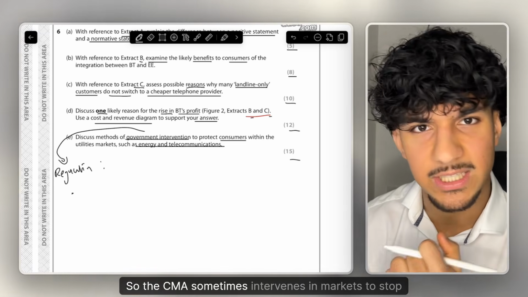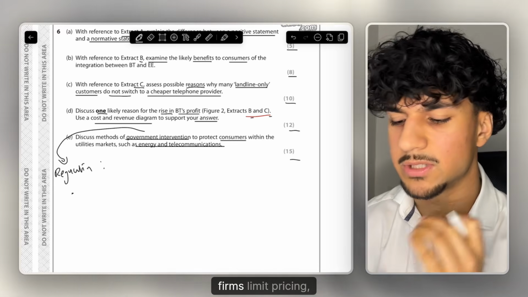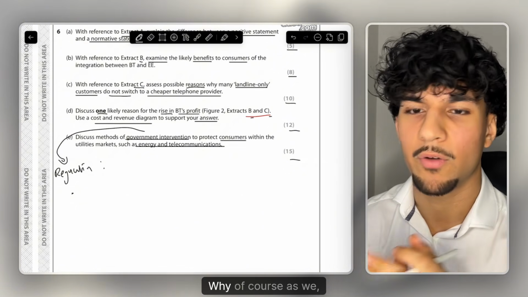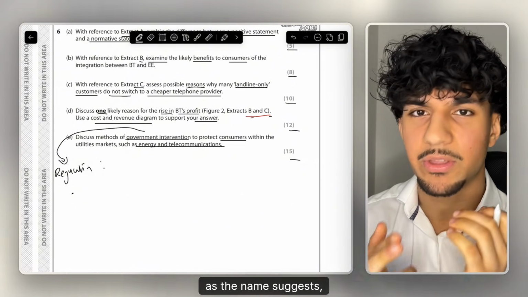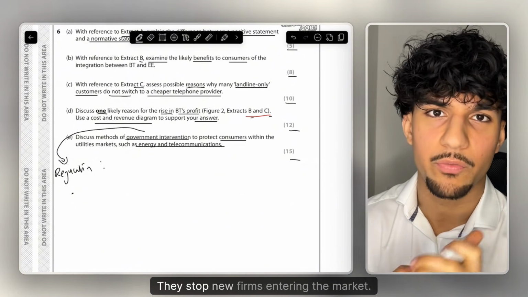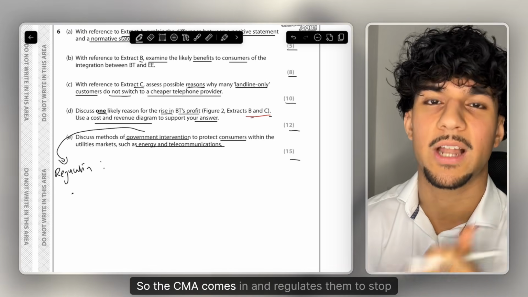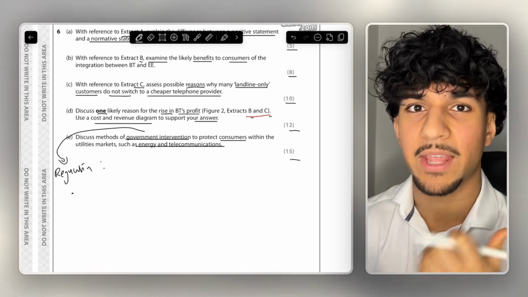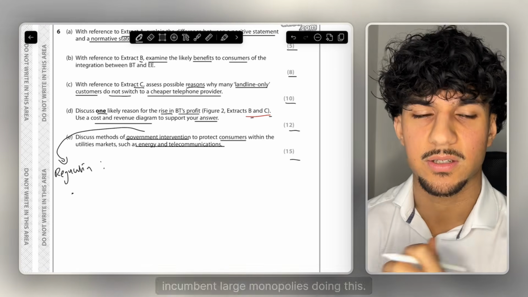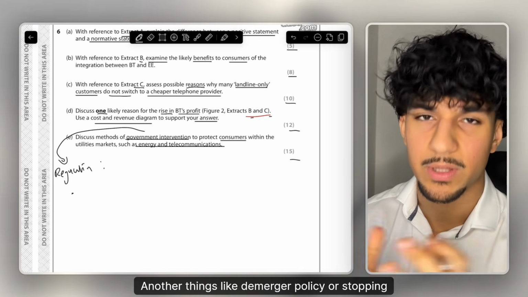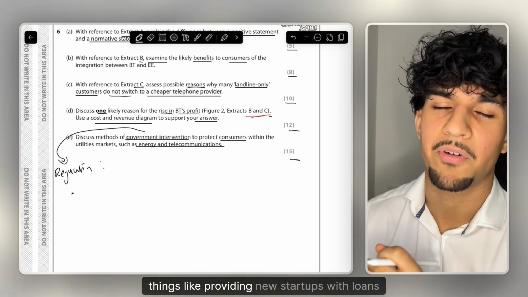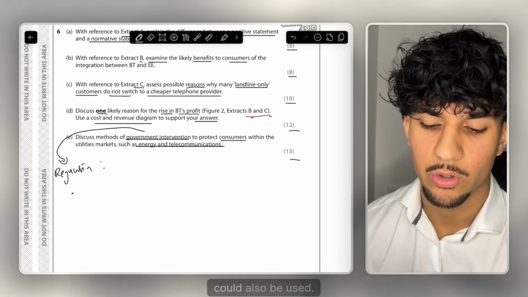So the CMA sometimes intervenes in markets to stop firms' limit pricing and predatory pricing. Why? Of course, as the name suggests, these are anti-competitive practices. They stop new firms entering the market. So the CMA comes in and regulates them to stop incumbent large monopolies doing this. And other things like demerger policy, or stopping a merger occurring. Things like providing new startups with loans could also be used.